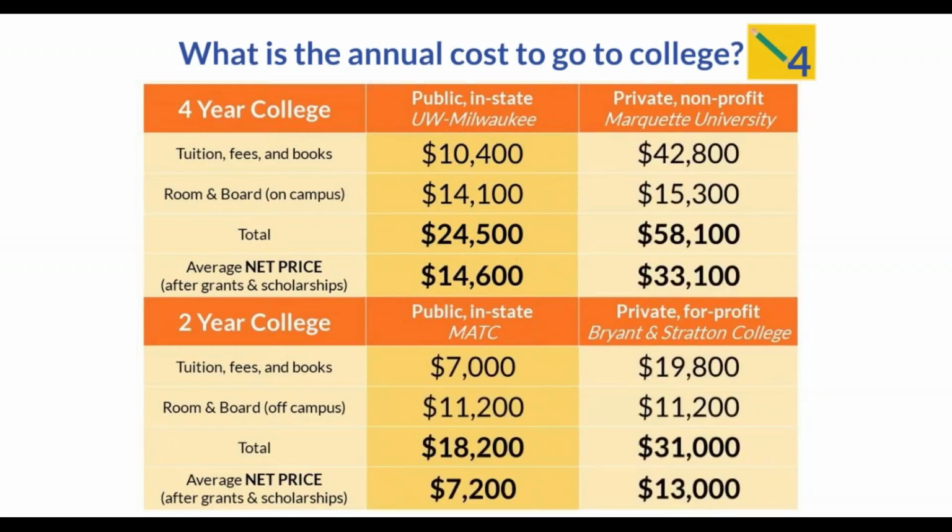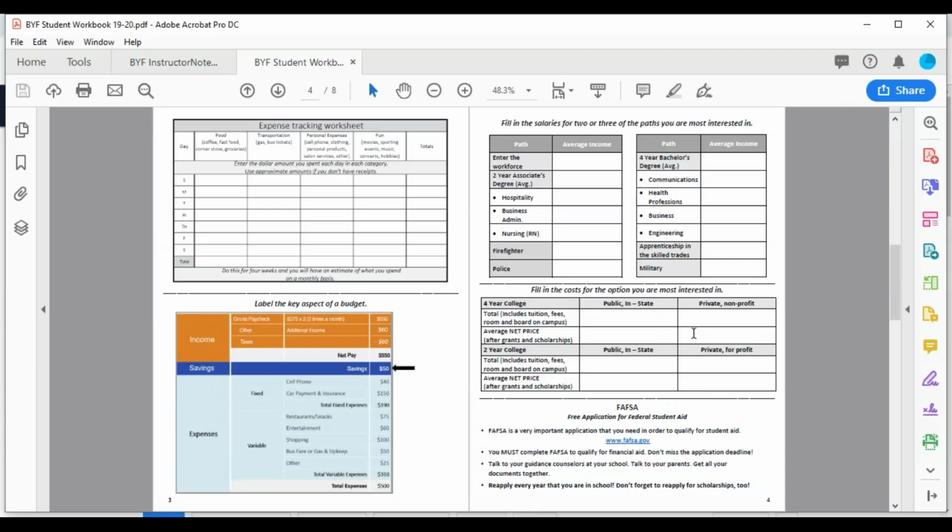So you can click through and show all of these different options. These are actually the real numbers for 4 different options in Milwaukee that are really common with our students. So you can talk to them about the difference in expenses and what might be a good fit for them if they choose to go on to college. And you can see up here in this corner, we've got another pencil with a 4. That means, again, we're heading back to the student workbook. And here, this table is in the middle of page 4. And what they'll be doing is filling in the cost for the option that they are most interested in if they're going to be heading off to college.